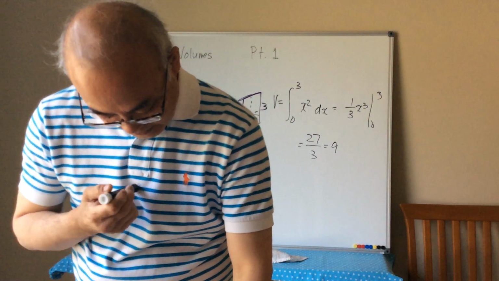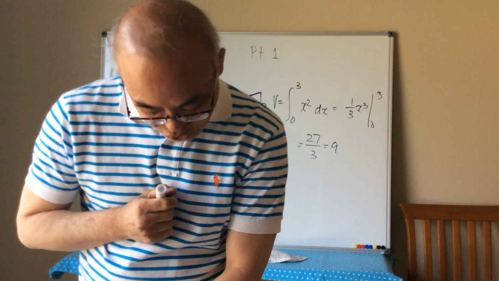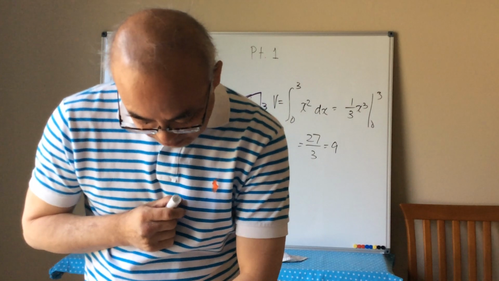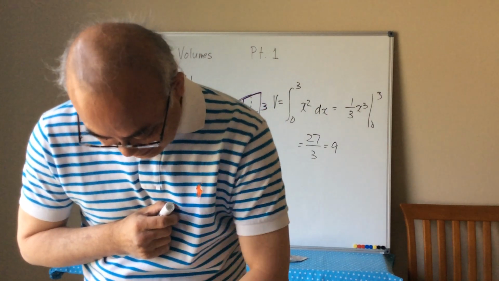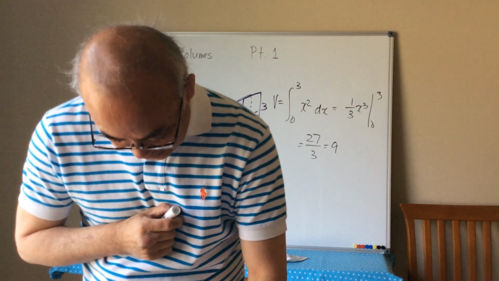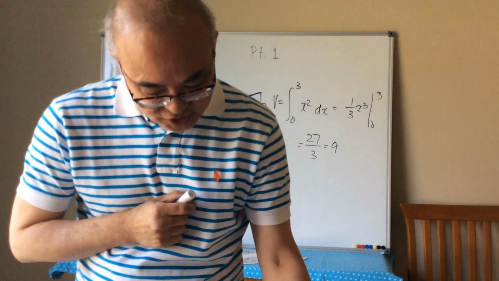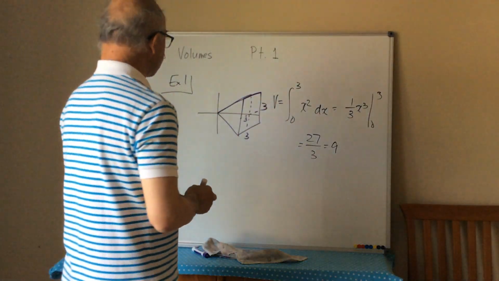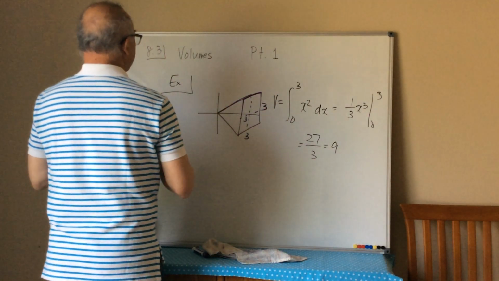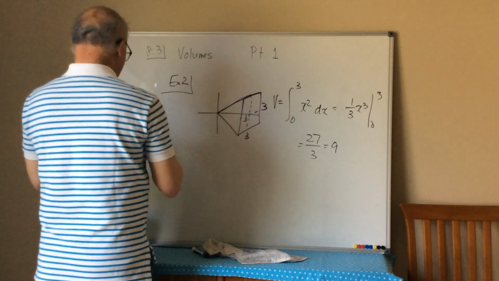All right, another solid of revolution. Example number 2. The region between the graph and the x-axis is revolved around the x-axis. So we're going to spin this around again across the x-axis. Example number 2.